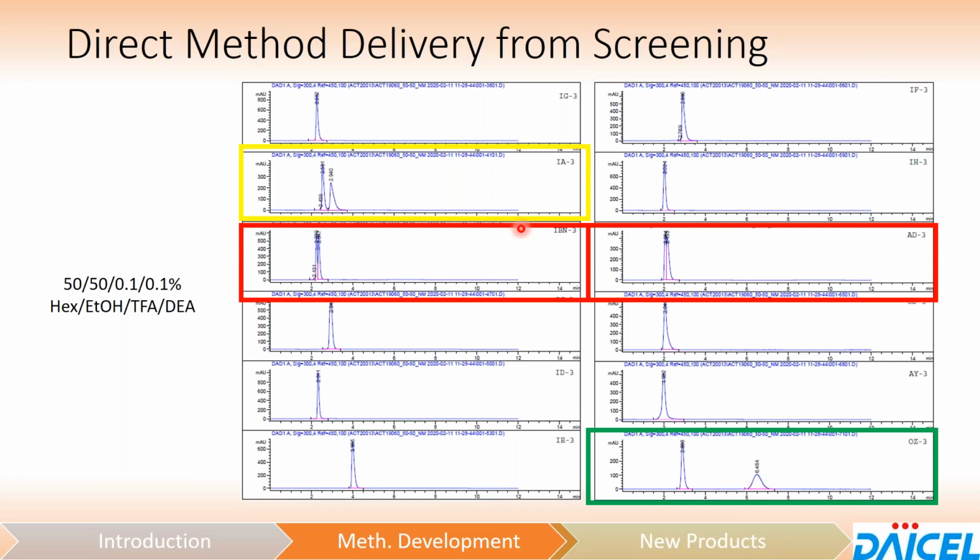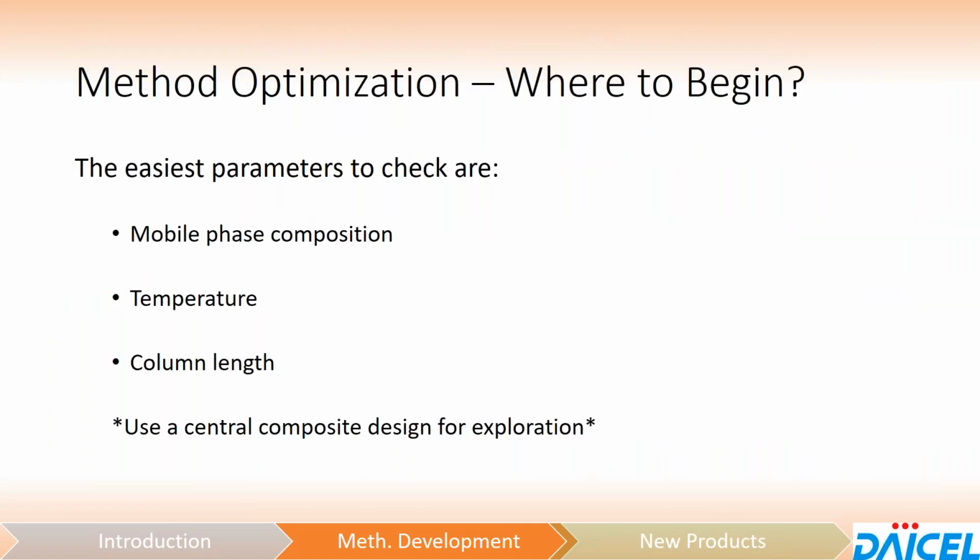So with these three different scenarios, almost baseline, a partial separation that needs a little more work, and then a full baseline resolution, where do we begin in terms of optimization? The easiest thing to check is obviously the mobile phase composition. If you've got a 50-50 mixture of hexane and ethanol, you've got a lot of room to improve the analysis time by increasing the amount of ethanol, or you can increase the retention by increasing the amount of hexane. We can look at temperature.